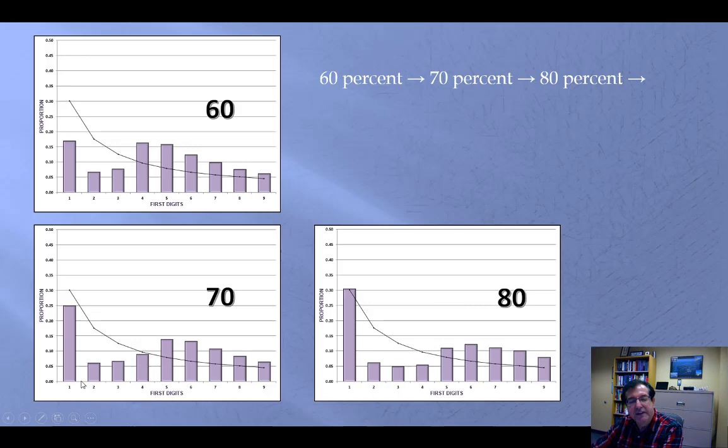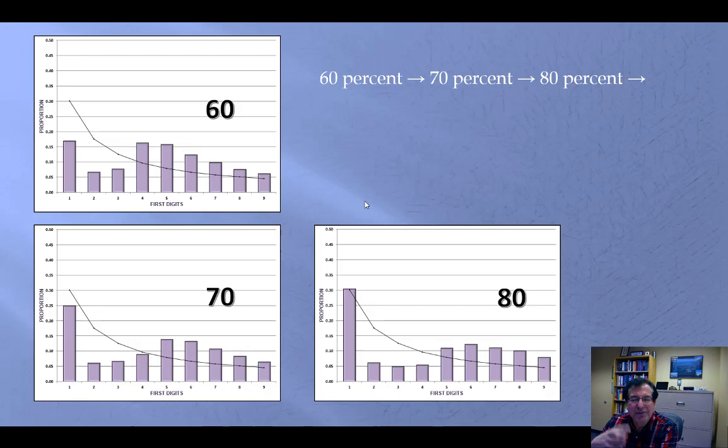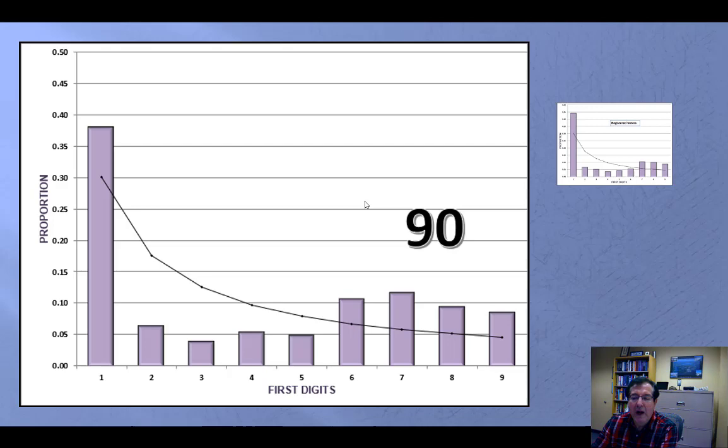What about a candidate getting 90%? This again is a bit of a trick question. You see, 90% is really close to 100%. So in most of the cases, the first digit is the same. So the 90% graph looks pretty much like the 100% graph. Let us go have a look at our actual results.